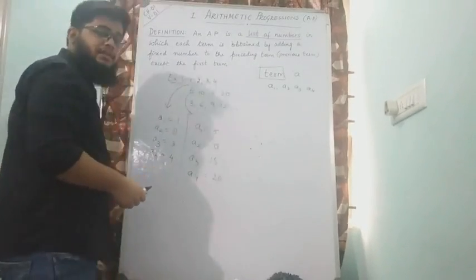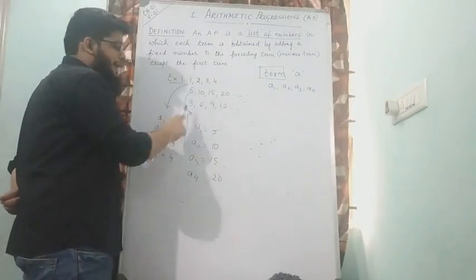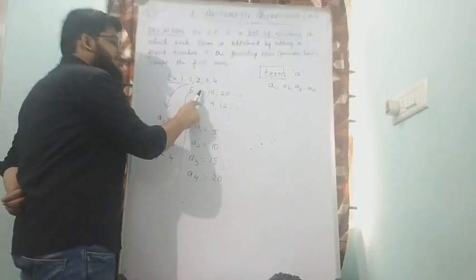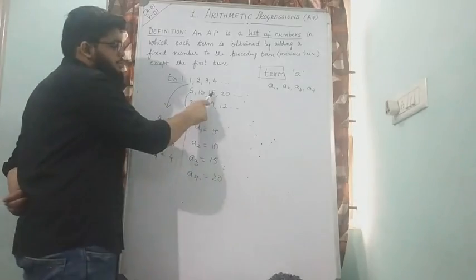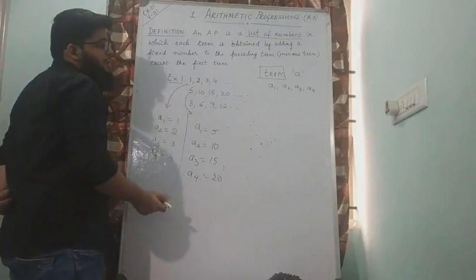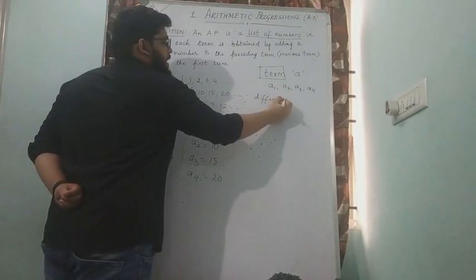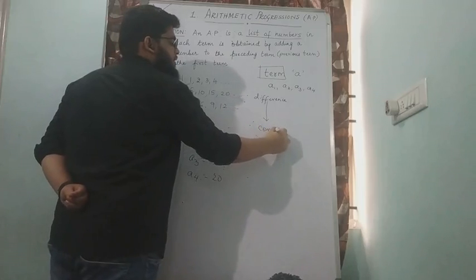To understand better, let us take example number 2. The first term is 5 and 5 plus 5 is 10. Is that right? Second term is 10 and 10 plus 5 is 15. Third term is 15 and 15 plus 5 is 20. What we note here is that there is the same difference. And this difference can be called the common difference.